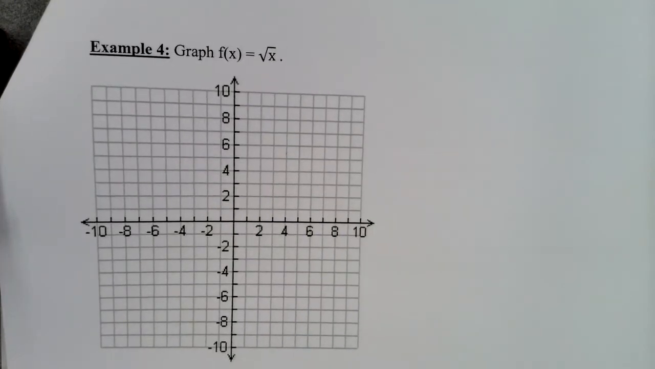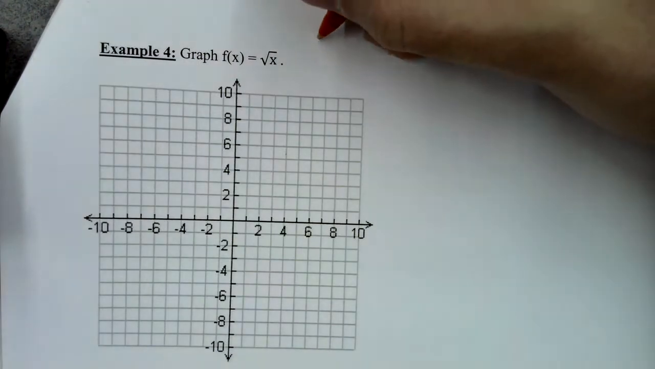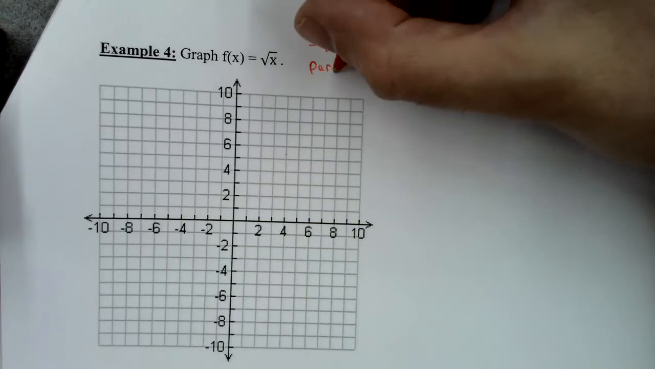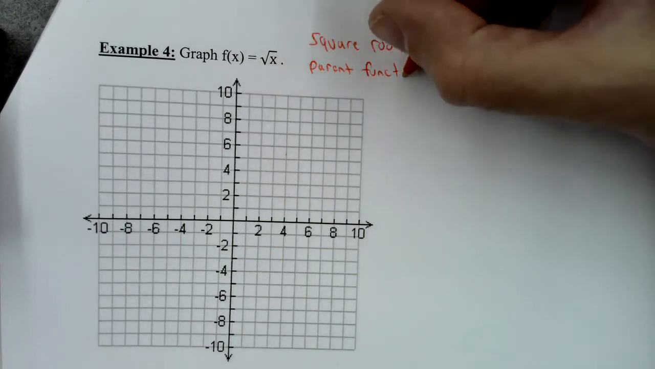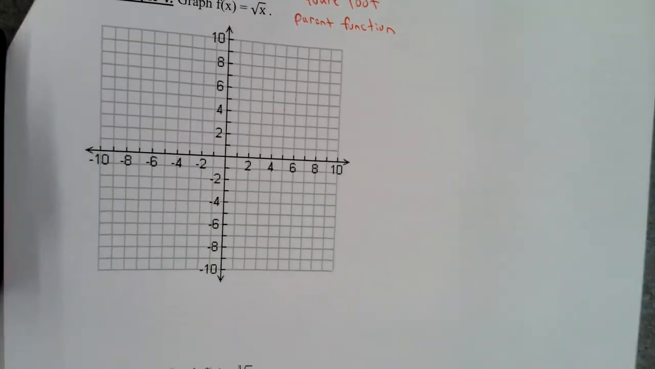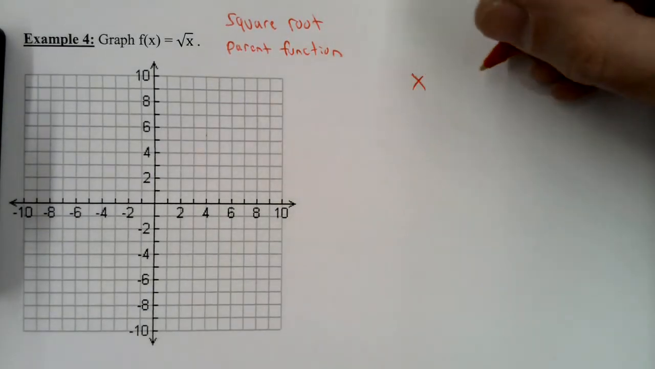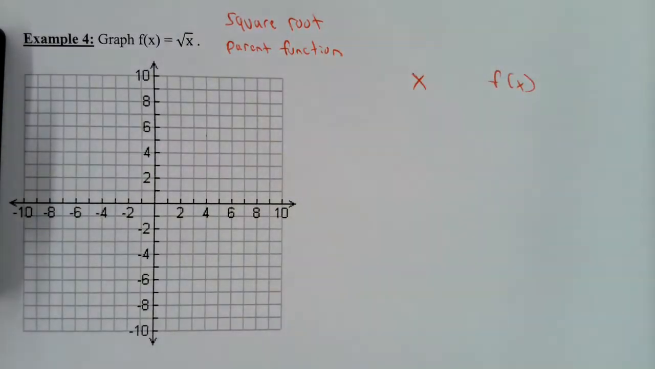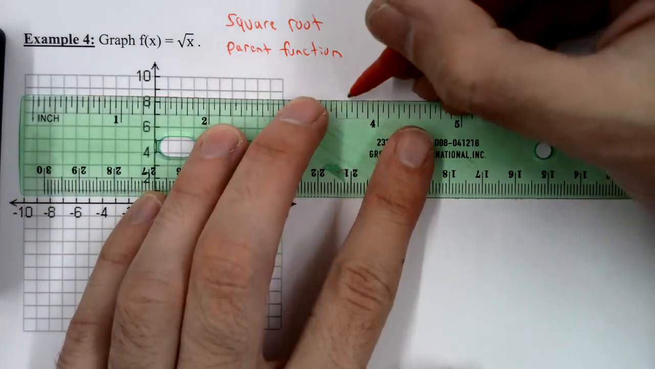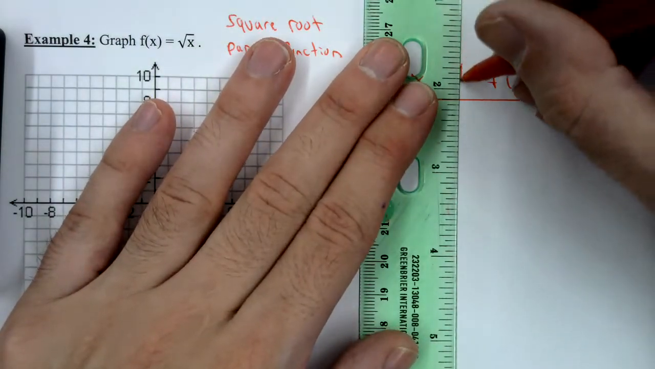Example 4, graph f of x equals the square root of x. So this is the square root parent function. Let's write that down. Square root parent function. So let's make our table, and then we can graph. Now for this one, you got to be smart when you make the table.